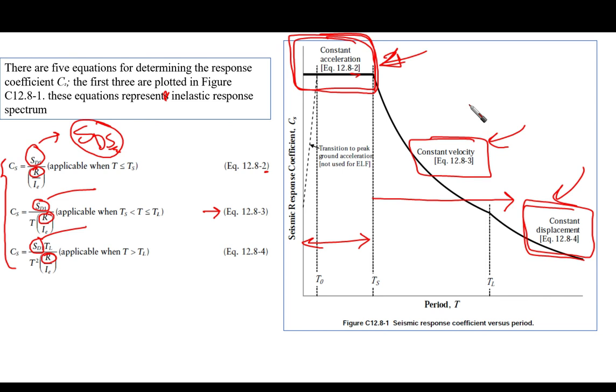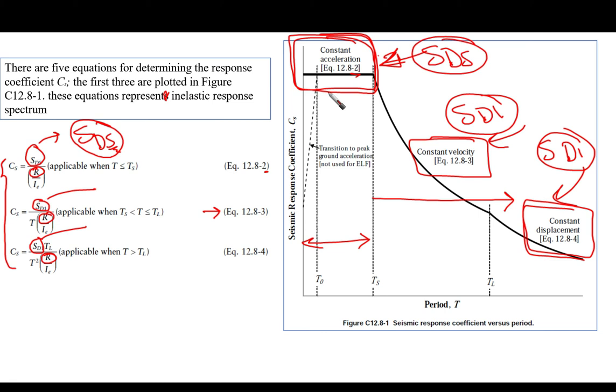So here we're going to find SD1, and SD1 also going to be used here. However, here it is SDS for short period. The controlling one is the short period spectral displacement. Okay, so now we understand why it is SDS here, SD1 here, and SD1 here. Now let's go to see what is the effect of R and I.